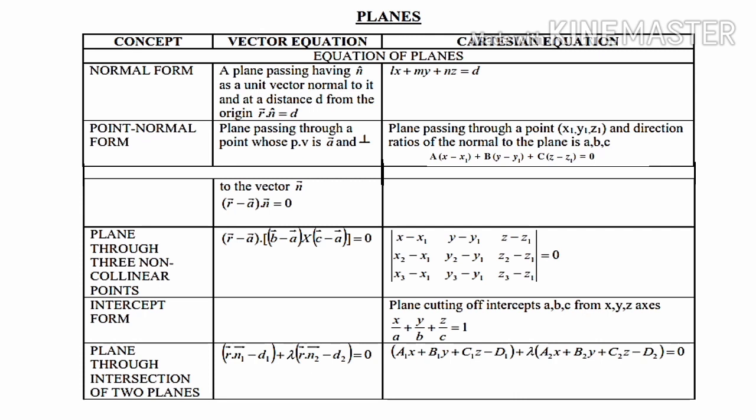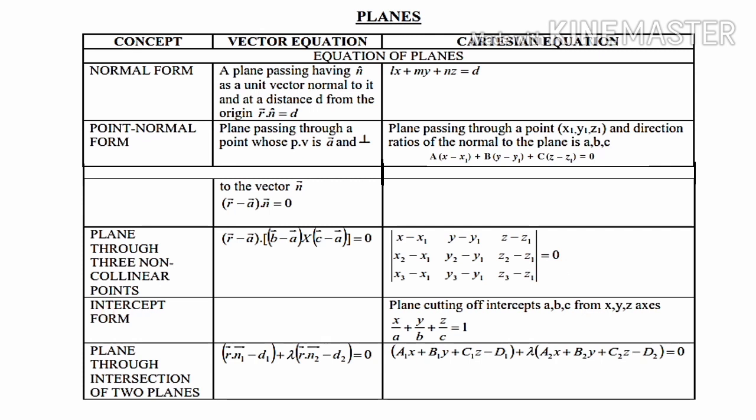Next, the equation of a plane passing through three non-collinear points. The vector form is (vector r minus vector a) dot ((vector b minus vector a) cross (vector c minus vector a)) equals 0. And the Cartesian form is the determinant with rows (x minus x1, y minus y1, z minus z1), (x2 minus x1, y2 minus y1, z2 minus z1), (x3 minus x1, y3 minus y1, z3 minus z1) equal to 0.